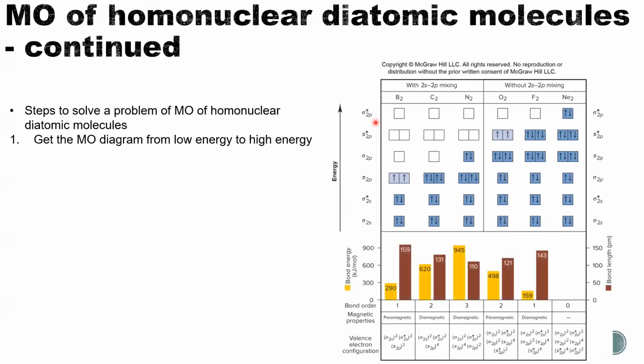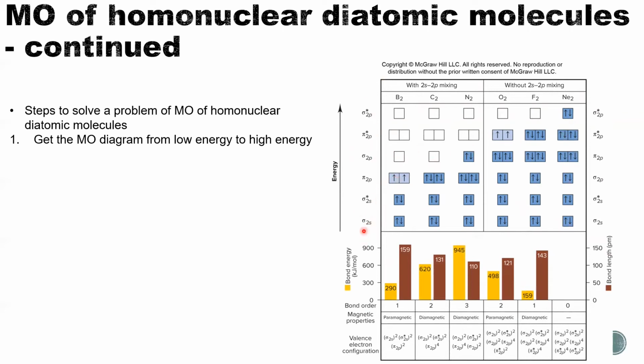These are one of the common questions asked regarding molecular orbitals of homonuclear diatomic molecules. So first, get the molecular diagram from low energy to high energy. There's a summary of that in the textbook with boron, carbon, and nitrogen, and also oxygen, fluorine, and neon. The sequence of this molecular orbital are listed on the left and on the right correspondingly to this table.